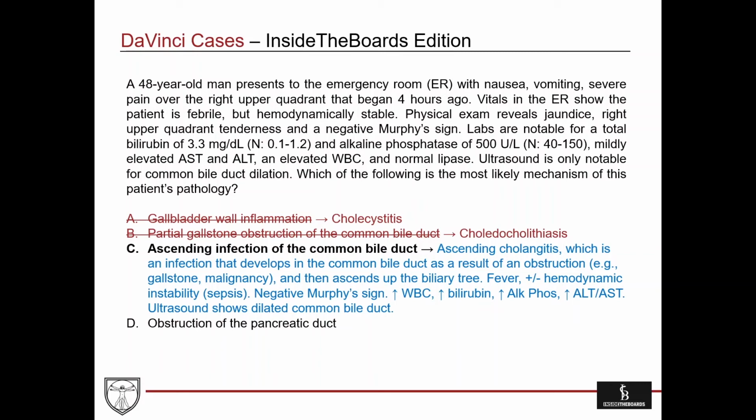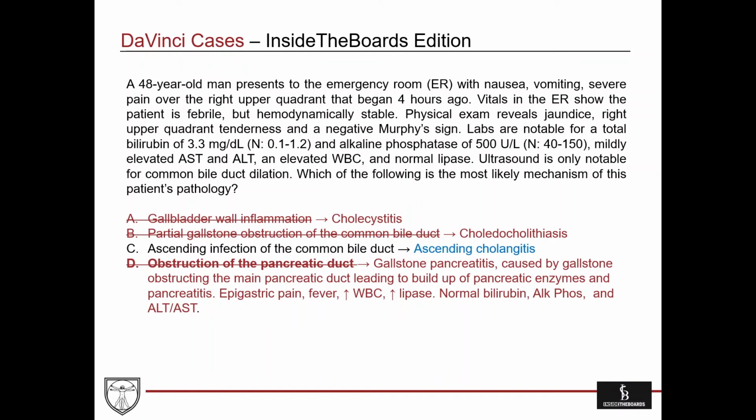Yeah, I think the only thing I'd add is that on the ultrasound findings, usually you're not going to see those findings we described for gallbladder wall inflammation or cholecystitis. Again, this is a pathology of the biliary tree. It's not synonymous with cholecystitis. So only finding a dilated common bile duct is very typical for this.